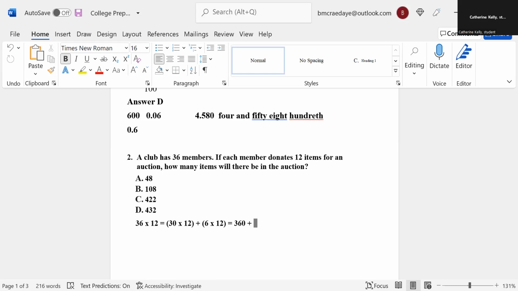6 times 10 plus 6 times 2. What's that equal to? That's not 24. My head is not here right now. 6 times 10 is 60, plus 6 times 2. And what's 6 times 2? 6 times 2 is 12. Okay, what's 12 plus 60? 12 plus 60 is 72. That's right.